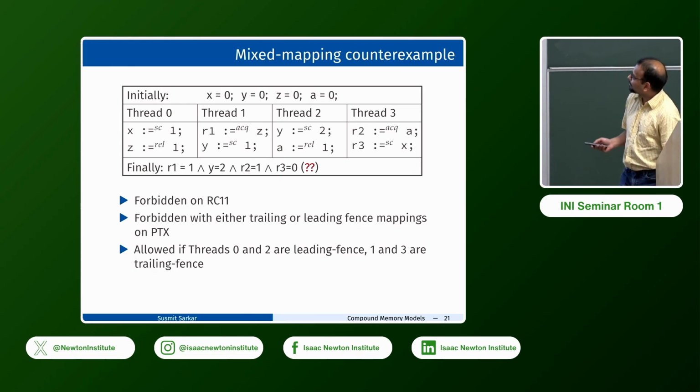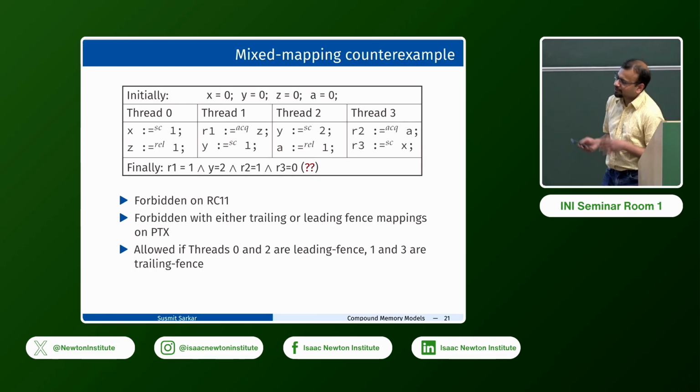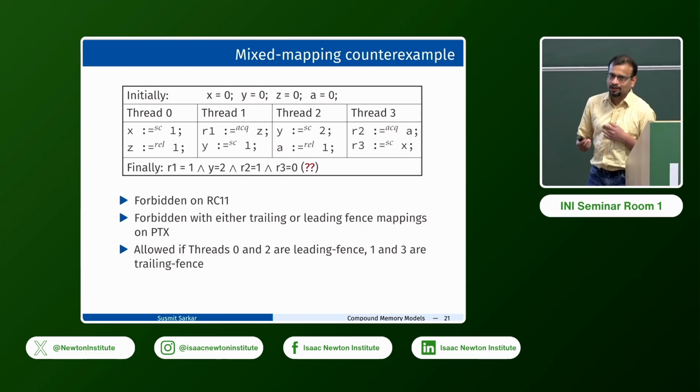If you compile it correctly with all leading or all trailing fences, then that would work because of the correctness properties of the compiler mappings. But if you miscompiled it so that the fences came on the wrong side, like here the fence corresponding to that SC was compiled before and there it was after, and so on, then the fences won't do you any good, basically.